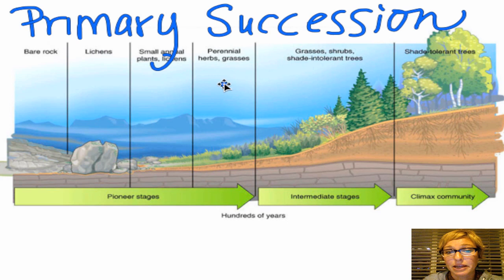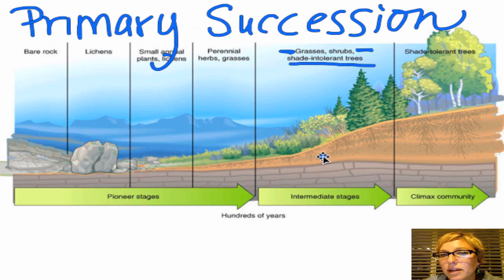Perennial means that they live all year round and they stay established as a plant as they go through their life cycles. So this is the pioneer stage. Once we have established a nice soil bed and we have a lot of nutrients in the system, we get into the intermediate stage, and this is when we start seeing grasses, shrubs, and shade-tolerant trees.